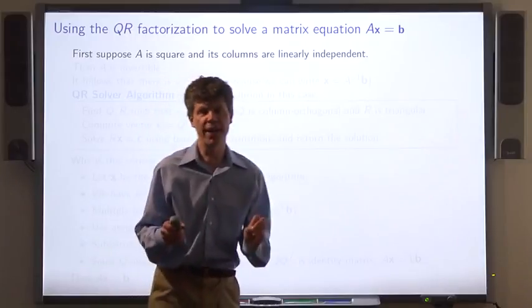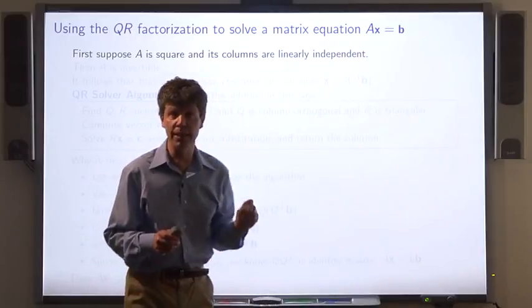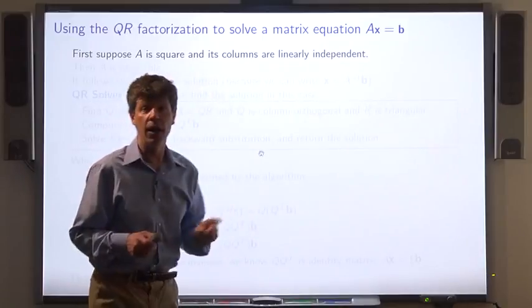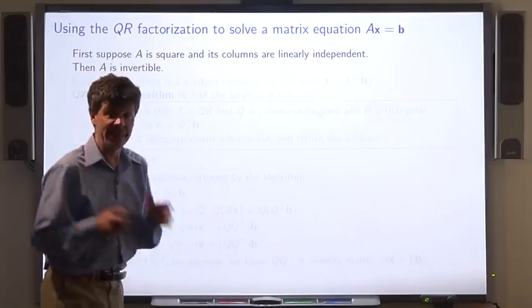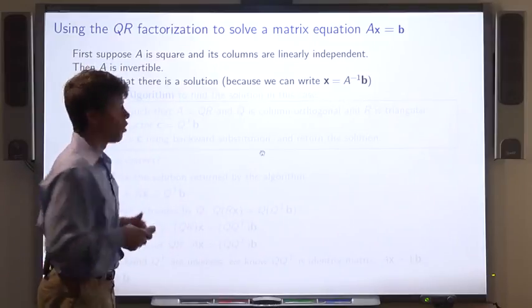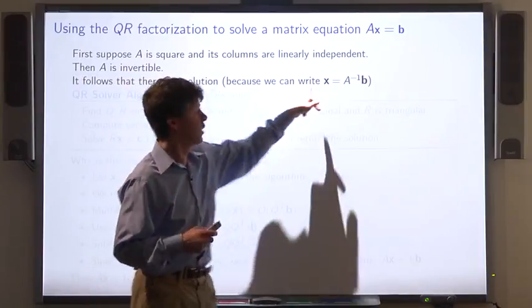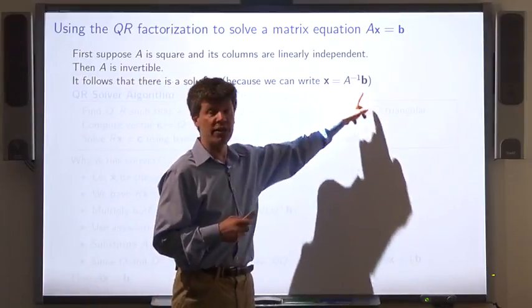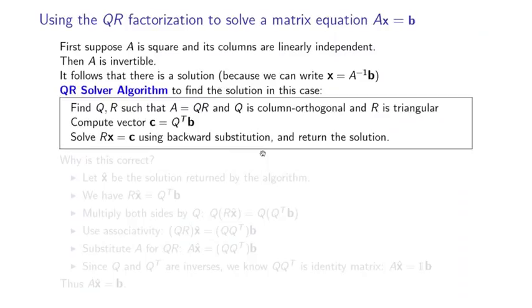We can use the QR factorization to solve a matrix vector equation Ax equals b in the case when A is square and its columns are linearly independent. In this case, A is an invertible matrix. So we know there exists exactly one solution because we can write it as A inverse times b.